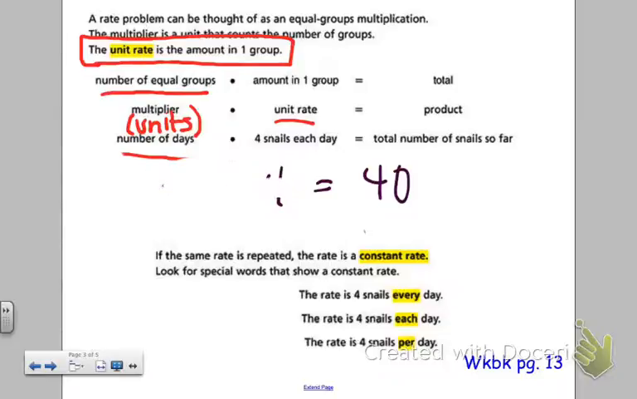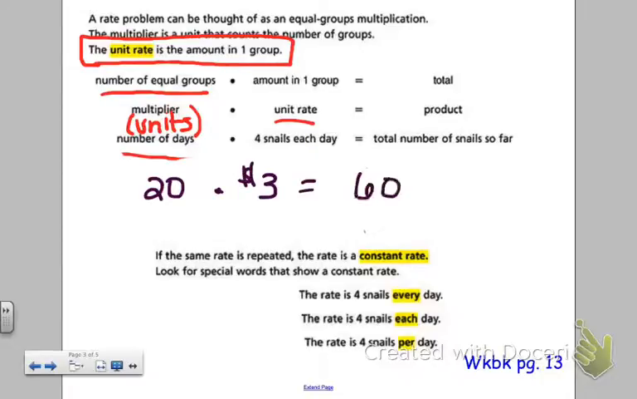Let's go back to Noreen. Noreen was saving $3 per day. So let's say, okay, how much would she have after the 20th day? So we've got 20 days, $3 per day. That means we're up to $60 by the 3rd day. I'm sorry, by the 20th day.